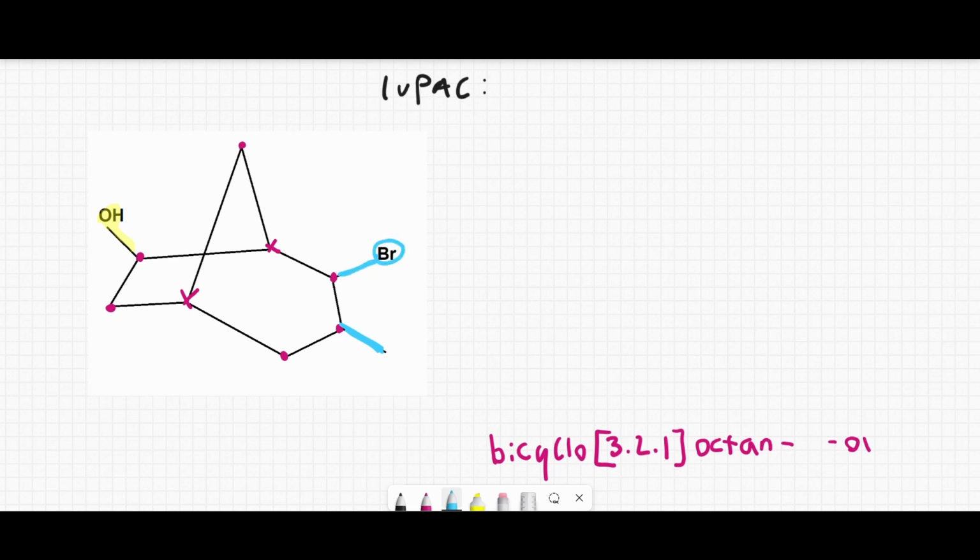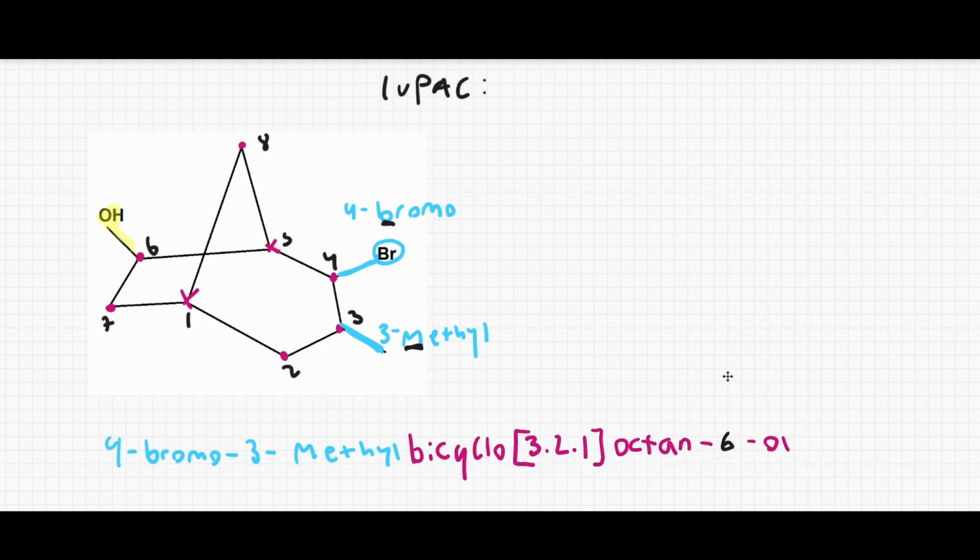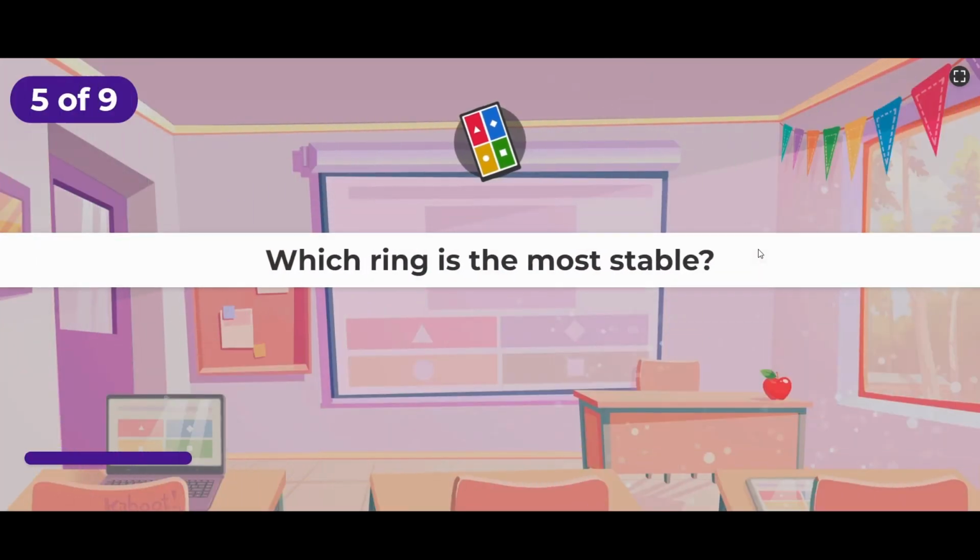Now, the only thing different about a bicyclic compound is that you always have to start numbering at a bridgehead, and you must always circle around the largest rings first. So between these bridgeheads, if I number from the bottom, we can get alcohol on number 6. So that gives us our octan-6-ol there, and then we've got our 4 for bromo and 3 for methyl. Question 5. Which ring is the most stable?